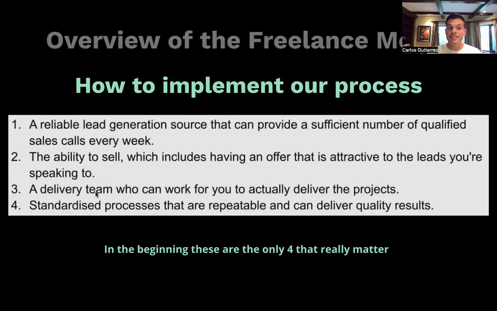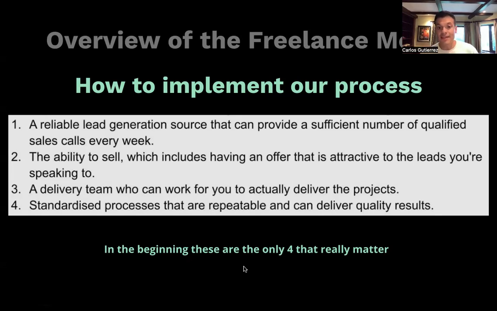So you're going to need a delivery team. At the beginning will be yourself, if you want to go on that route, who can work for you to actually deliver the projects, to actually deliver the website, to actually deliver all of the user flows of a UX UI project. And then last but not least, standardized processes, okay? Standardized processes that are repeatable and can deliver quality results, okay? These standardized processes will need to be repeatable, and they will improve over time with something that we call Kaizen. It's a continuous improvement of a process.